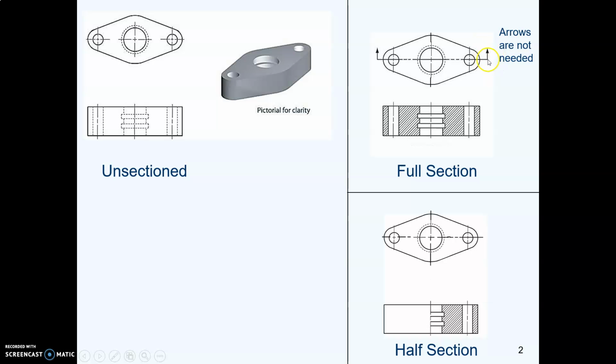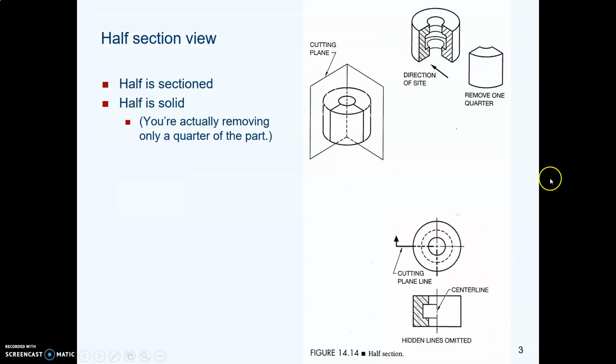So here's a part. At the top of the page, here's what that part would look like with a full section. I will point out he didn't need to put that cutting plane line in there, because it's a center line. Top of the page is a full section. Took a big old knife and sliced through the middle. At the bottom of the page is a half section. So you are seeing half of the part in section view and the other half of the part in unsectioned view. Here's another example. Half of the part is in section view. There's a center line. The other half of the part is viewed from the outside.